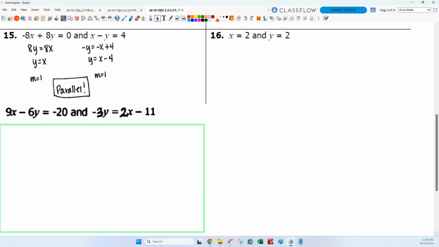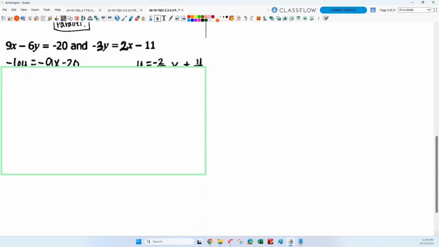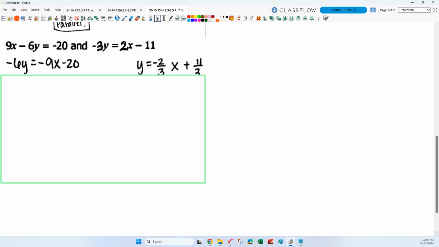Okay? How about this next one? First equation, what do I do just to isolate y? Subtract 9x, then what? Well, I mean, I could, but I'm just trying to get y by itself. So what would I do? Divide by -6.